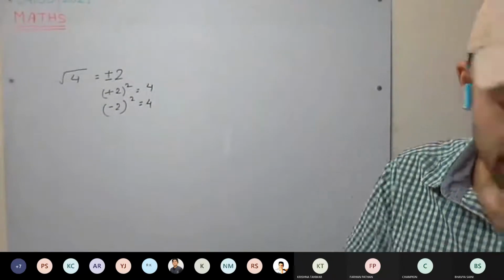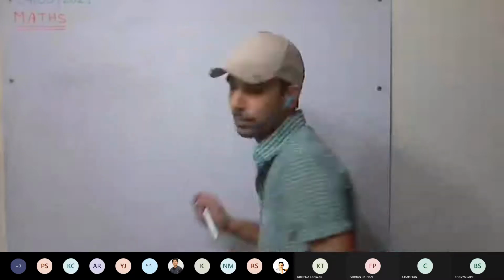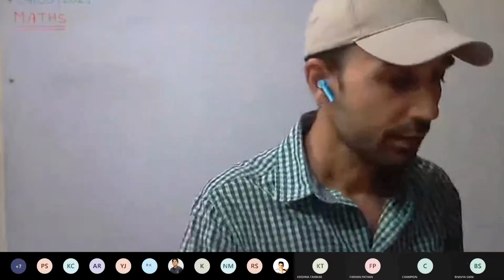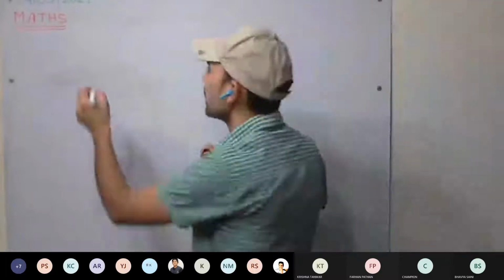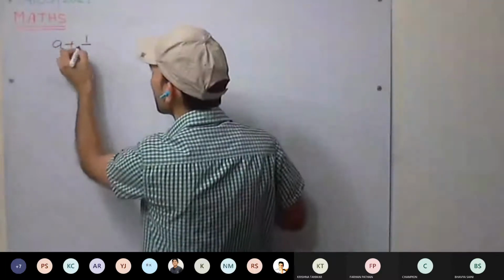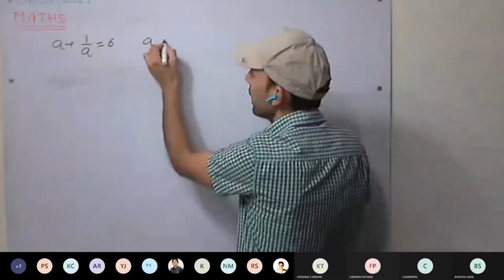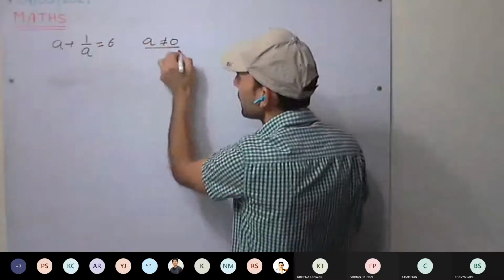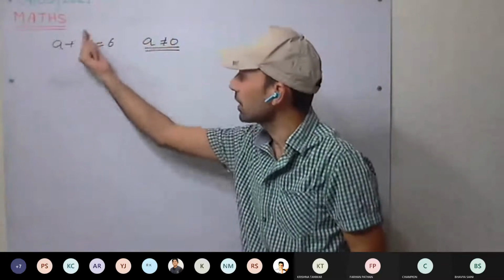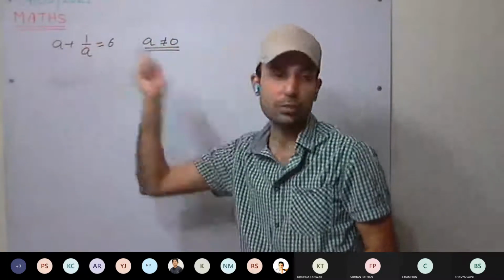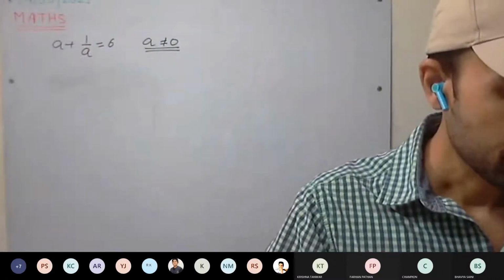Okay, 10th question we are starting. Read 10th question, everyone. A plus 1 by a equal to 6. And there is one condition as well given: a not equal to 0. This is important. If a equal to 0, then it becomes undefined and the whole equation will be undefined. Understood? Therefore, this condition has to be there.